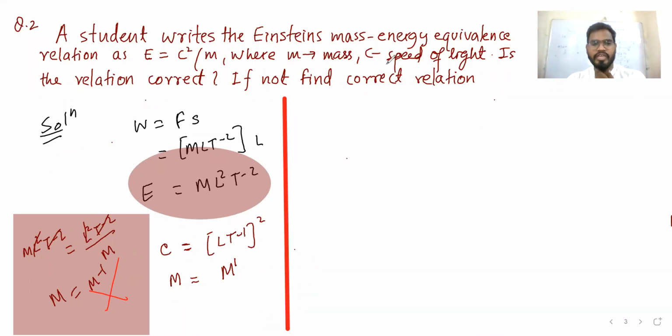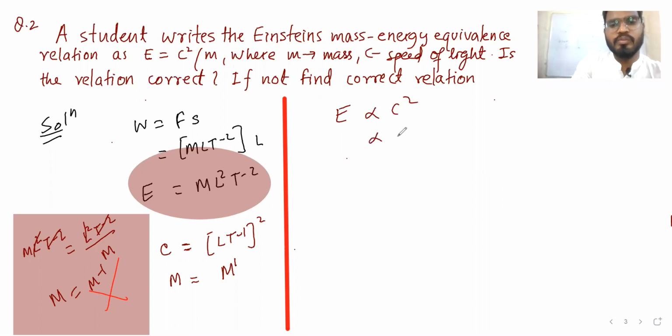Okay, correct. If you will do, then what? E is what? Depends on what? E depends upon? E is directly proportional to C square, directly proportional to M. Let's take that constant is what? K only. That no value K is equal to 1 we can consider at the end.